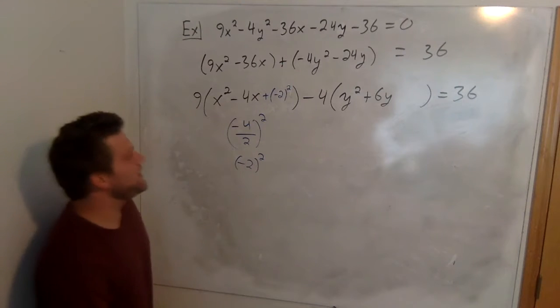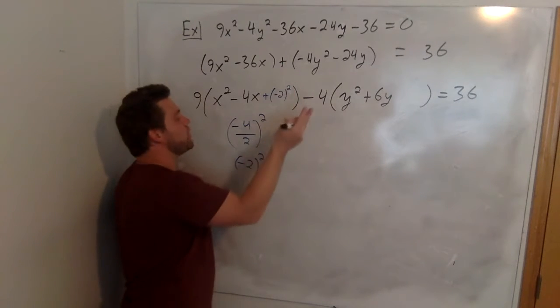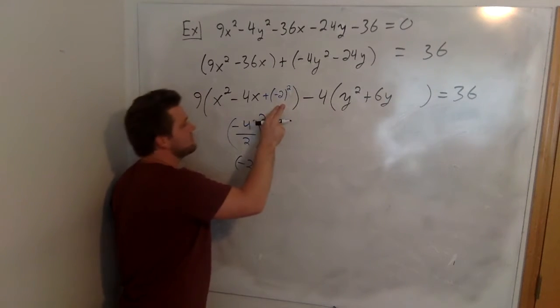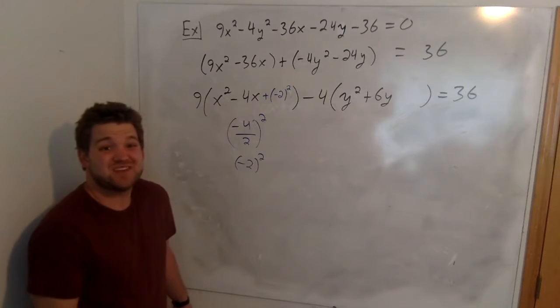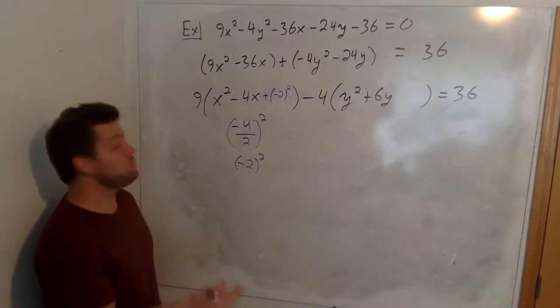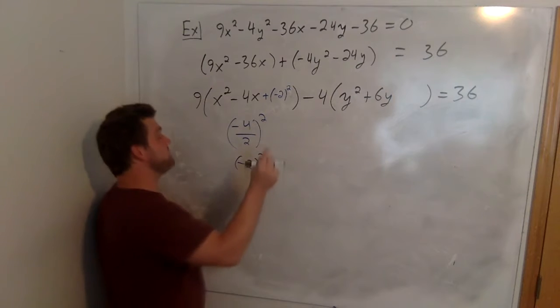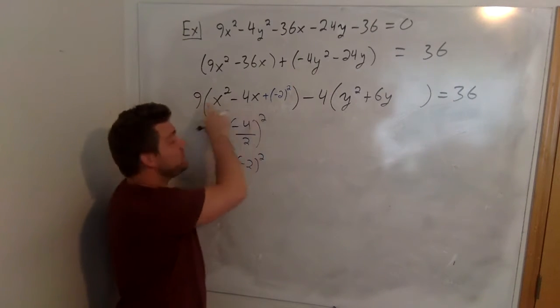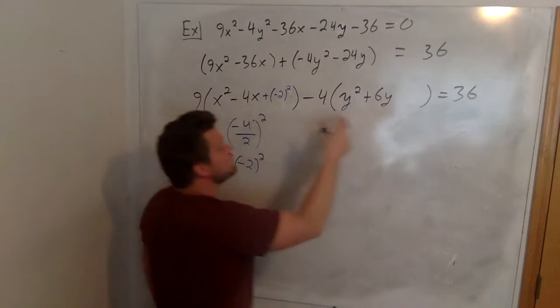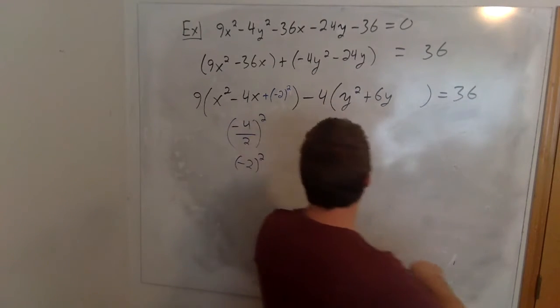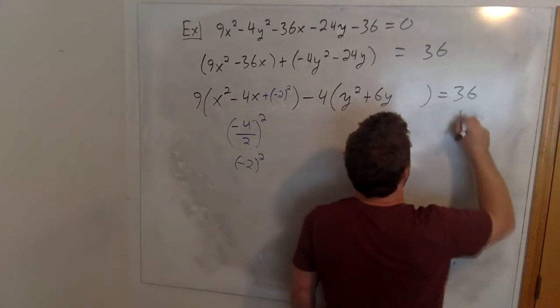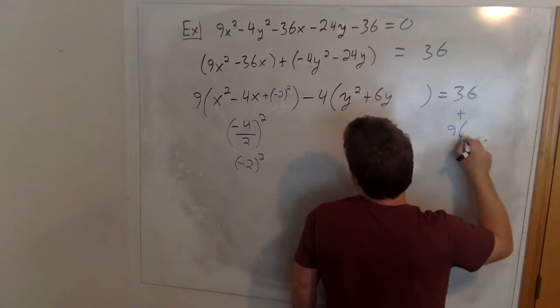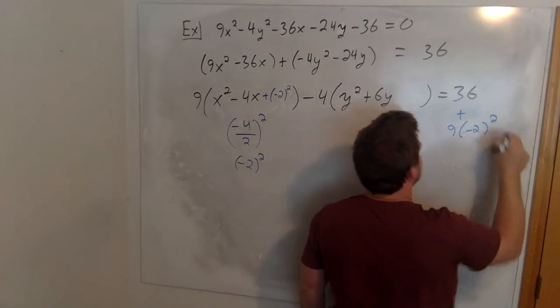But we got to be careful. I can't just add a negative 2 squared here. I can't just add a 4 inside these parentheses because I've changed the equation. I have to balance it, but be careful. I didn't just add a 4. We added a 9 times 4. So if we added a 9 times 4 here, we have to add it also to the other side. So we also need to add a 9 times a negative 2 squared on the right-hand side.